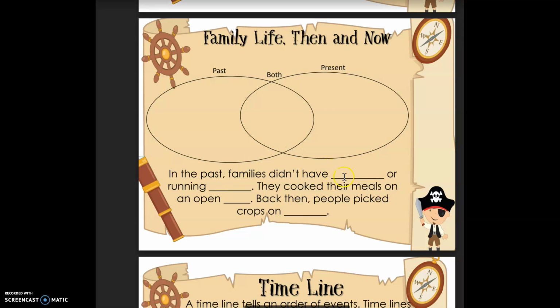Okay, the first answer here, it is something you need in the dark. All right, and running blank is something you need to take a bath with or shower. They cooked their meals on an open blank. You should be able to write that because it's in the video. Back then, people picked crops on blank. Think about it. Crops grow on a farm. So think about the answer.